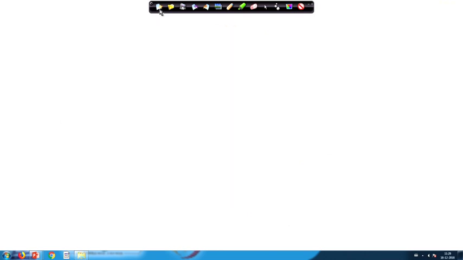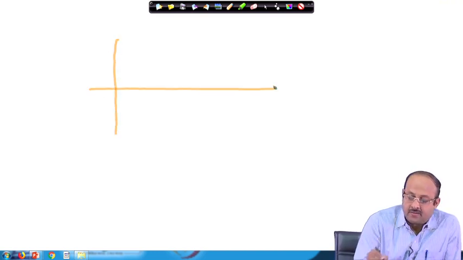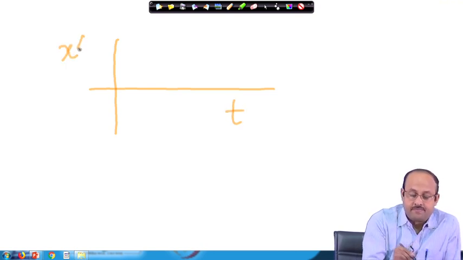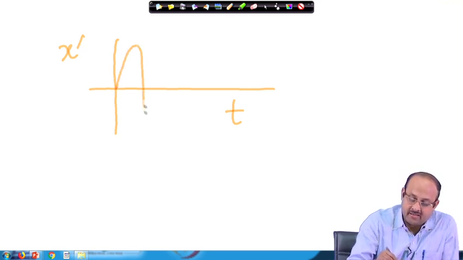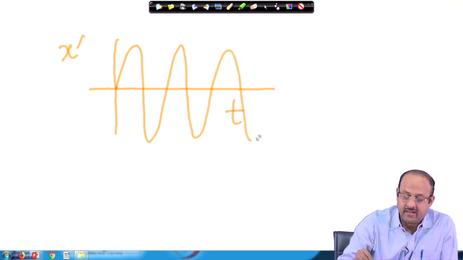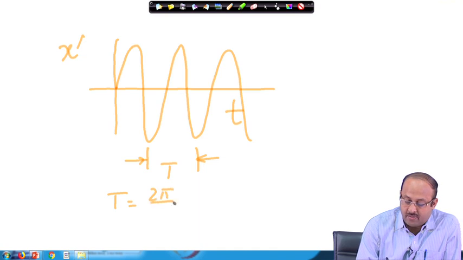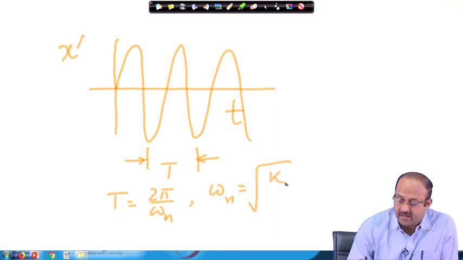Now, let us see what is going to happen. If you plot x bar versus t, because of its velocity it will start oscillating and it will keep on oscillating. This is the time period of oscillation, t, and t is equal to 2 pi by omega n, where omega n is the natural frequency, root k by m.